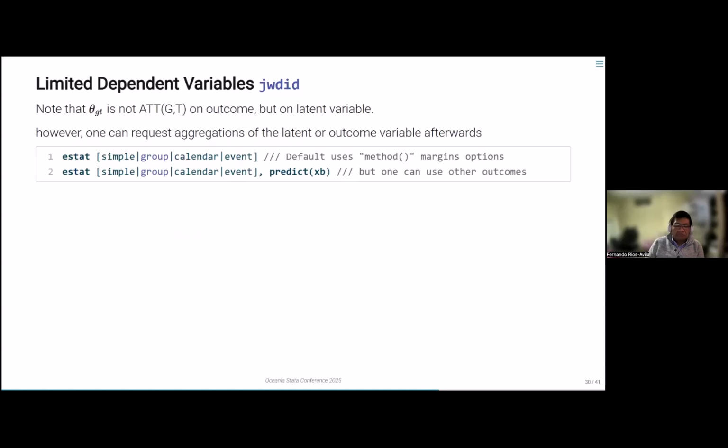The aggregation, just like before: stat, simple, group, calendar, and event. If you do not include anything, the command will estimate the marginal effects or the average treatment effects depending on what the defaults of the command you're using are. For example, if you use a logit, it typically is going to use the predicted probability to estimate the effects. So if you're interested in the effect of the latent variable, you have to be explicit and say, I want to predict the latent variable.